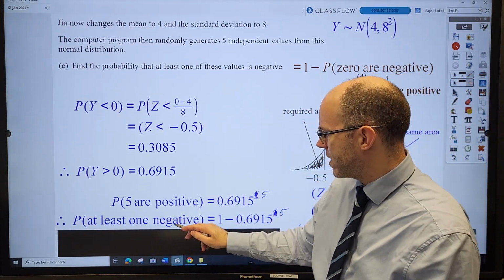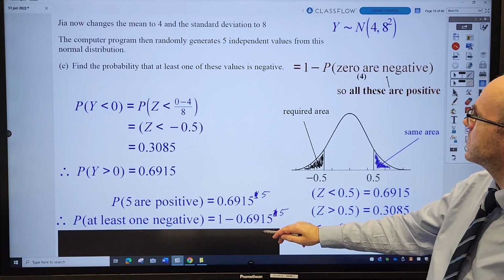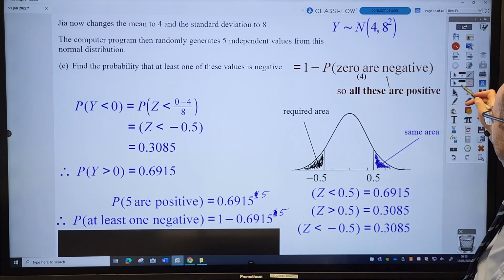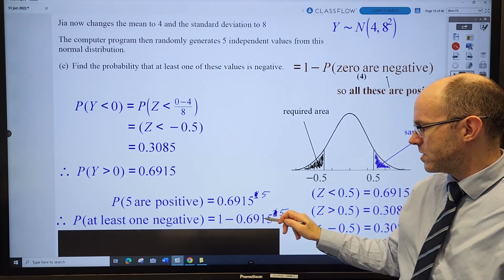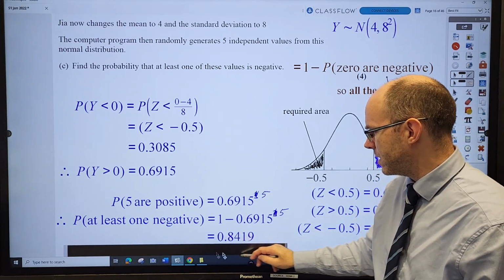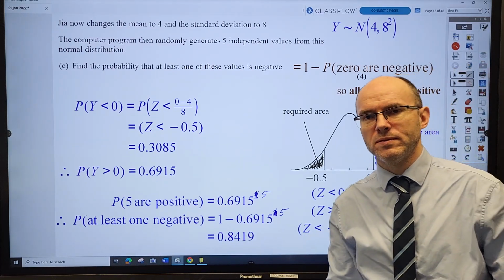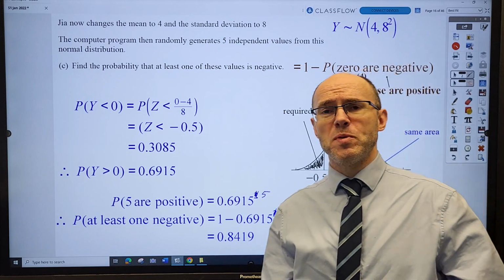So probability at least 1 is negative is 1 minus 0.6915, which is what we were after. Okay. 1 minus 0.6915 to the power 5. Work out that is 0.8419.